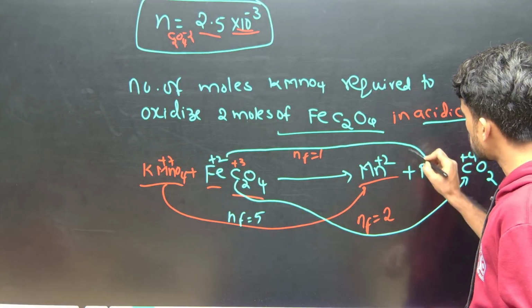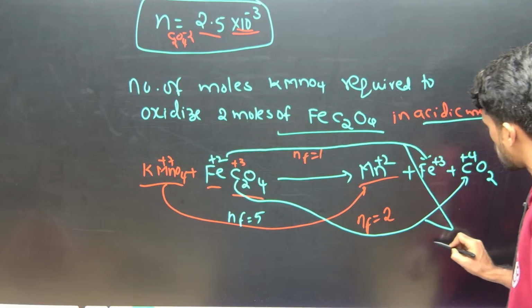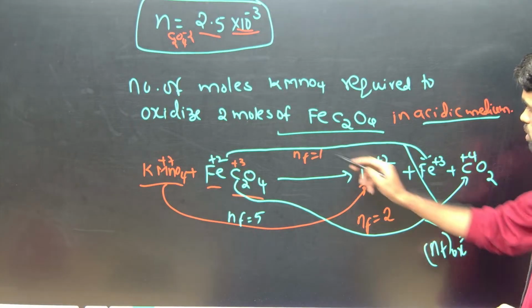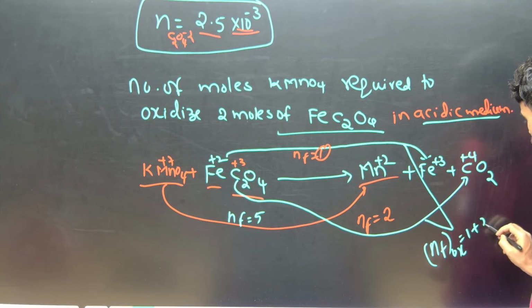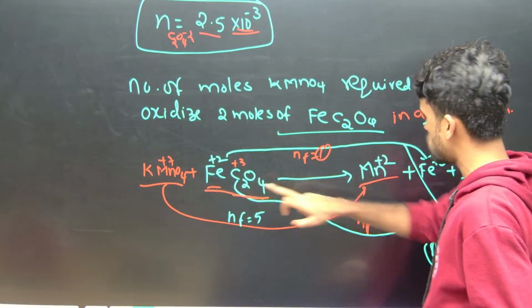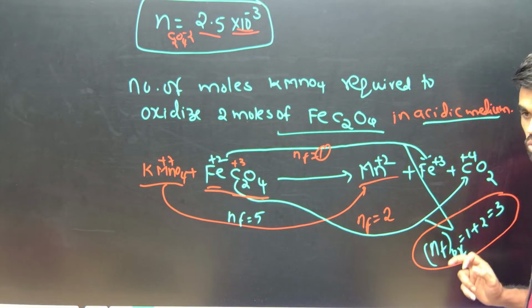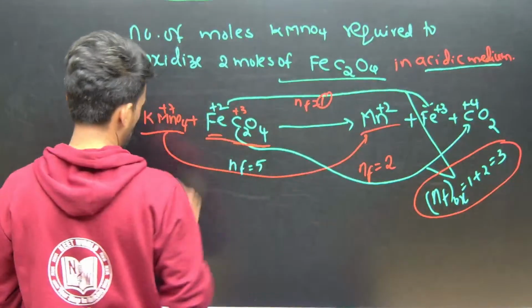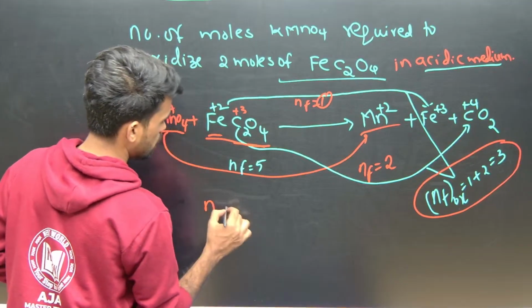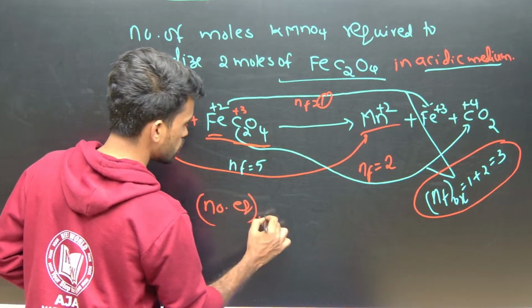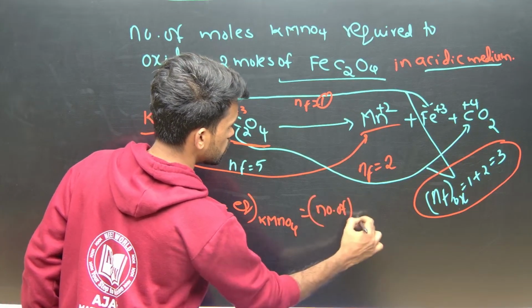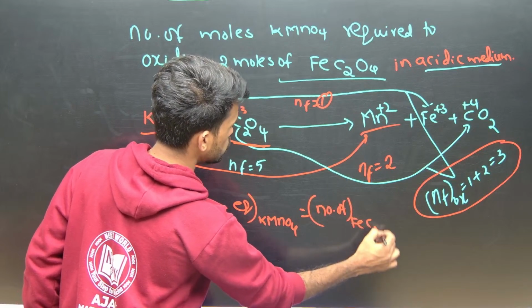Now the total N factor involved in oxidation is how much? Here it is 1, here it is 2, so total it will be 3. In the oxidation, the total number of electrons lost is 3, right? That one you need to consider as the N factor of this ferrous oxalate. Now the number of equivalents of KMnO4 equals the number of equivalents of ferrous oxalate, FeC2O4.